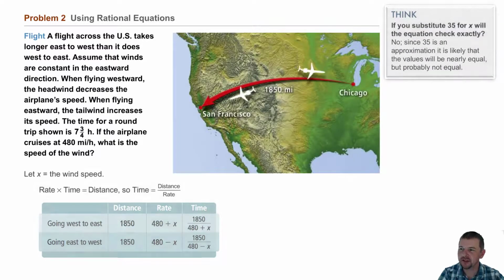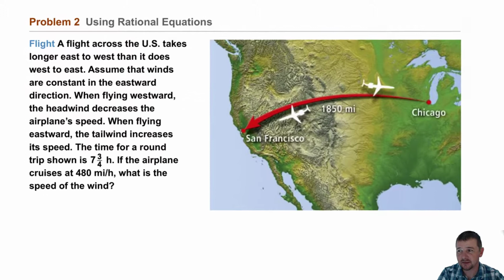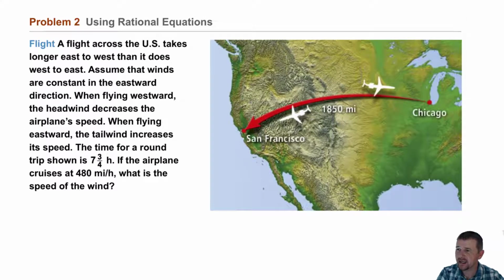Problem 2. Using rational equations. Flight. A flight across the U.S. takes longer east to west than it does west to east. Assume that winds are constant in the eastward direction.